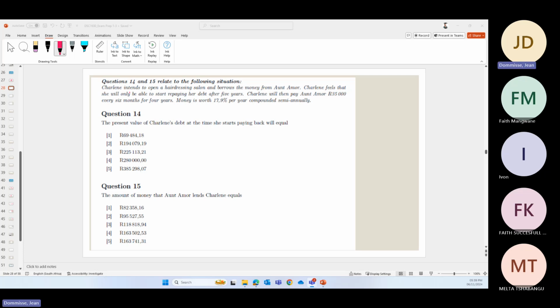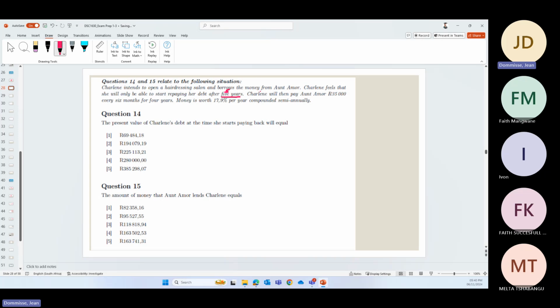So Charlene intends to open a hairdressing salon and borrows the money from Aunt Amor. Charlene feels that she will only be able to start repaying the debt after 5 years. Again, sometimes one misses that because it is in words. All the other things are in numbers.